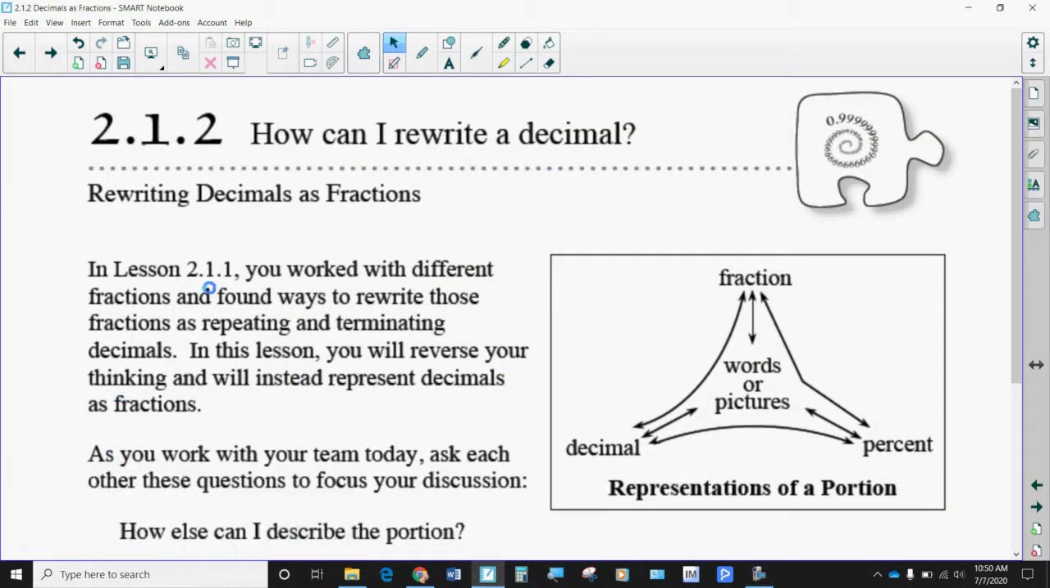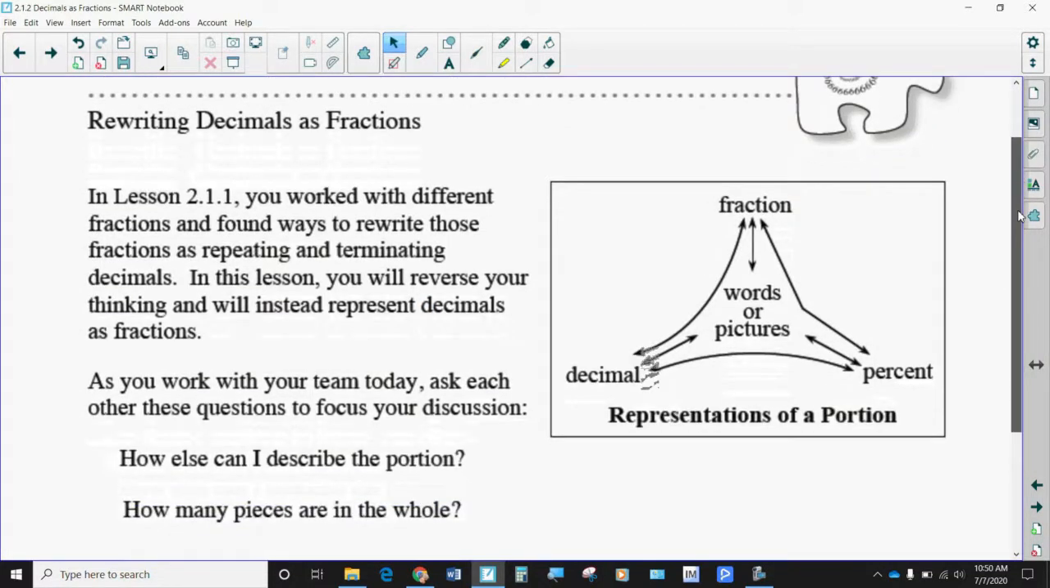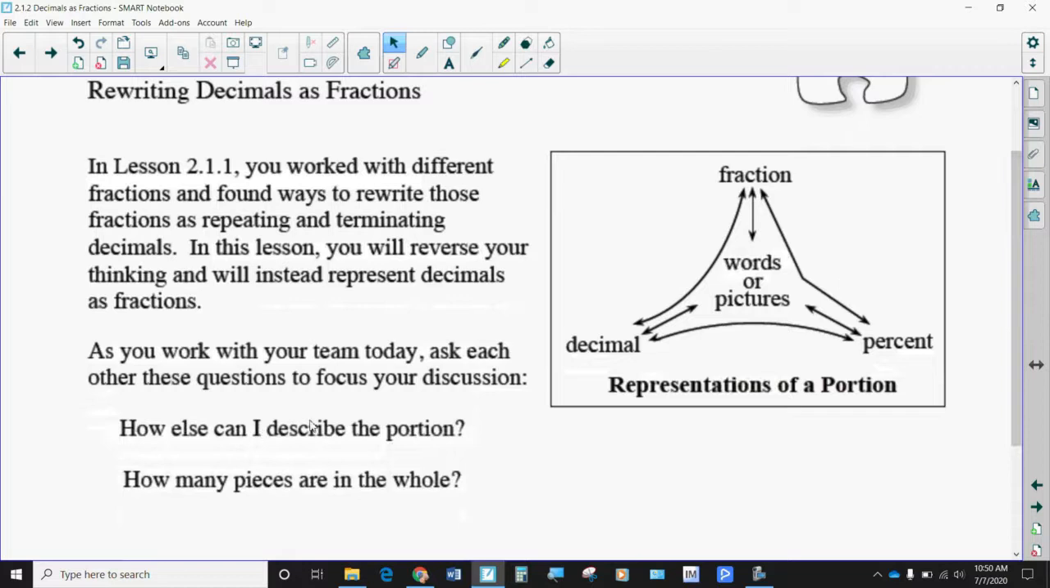Let's start with this. In lesson 2.1.1, you worked with different fractions and found ways to rewrite those fractions as repeating and terminating decimals. In this lesson, you'll reverse your thinking and will instead represent decimals as fractions. As you work today, ask yourself these questions. How else can I describe the portion, and how many pieces are in the whole?